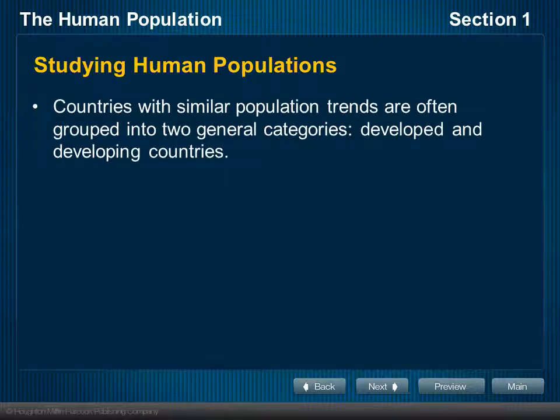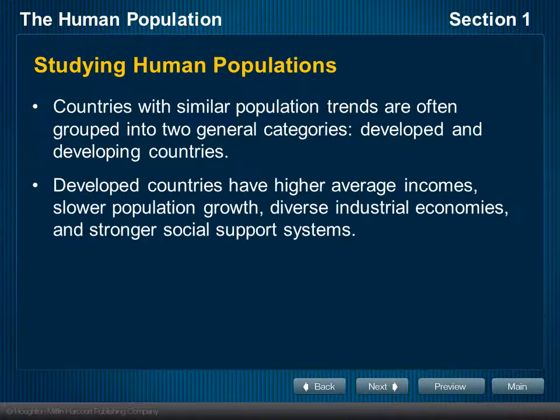In our study of demographics, we've been able to categorize countries into what we call developed and developing countries. And these categories that we use are almost exclusively connected to the populations in those countries and the trends, what's happening within those countries and their population.